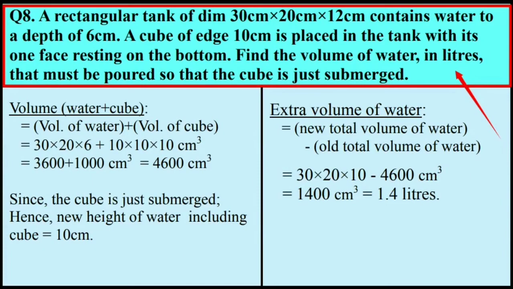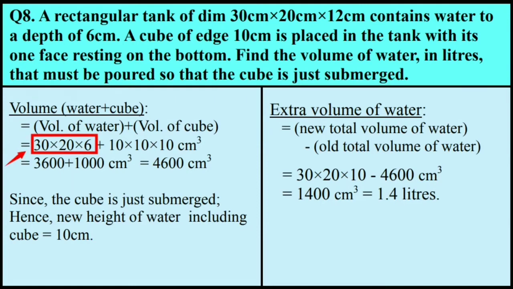Next question, question number 8. It says a rectangular tank of dimension 30 centimeter into 20 centimeter into 12 centimeter contains water to a depth of 6 centimeter. A cube of edge 10 centimeter is placed in the tank with its one face resting on the bottom. Find the volume of water in liters that must be poured so that the cube is just submerged.